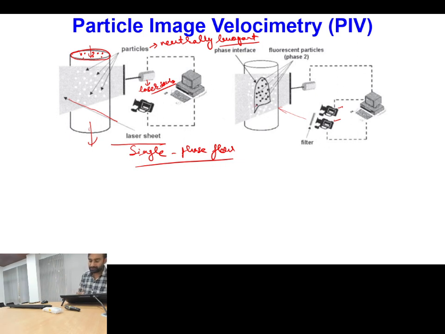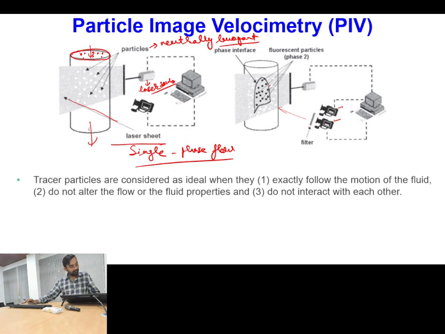So to differentiate between the phases, we will be using one camera with some filter which will not capture the particle locations, and the other camera will be used to capture the particle locations. So in case of two phase, if we have to employ the same setup for measurements in two phase flow, then we have to use two cameras.